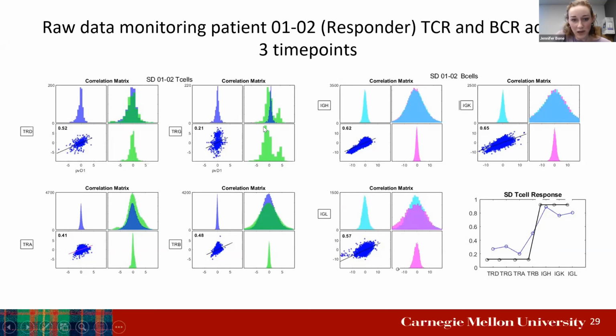So in this patient, when we take all of those numbers here and we plot them, we see that we have correlation coefficients that are very low for just the T cells and very high for just the B cells. And we did this for all of the patients.